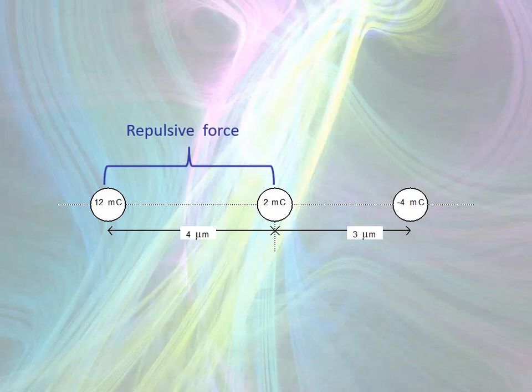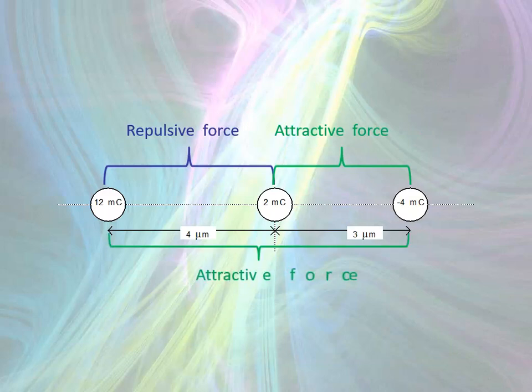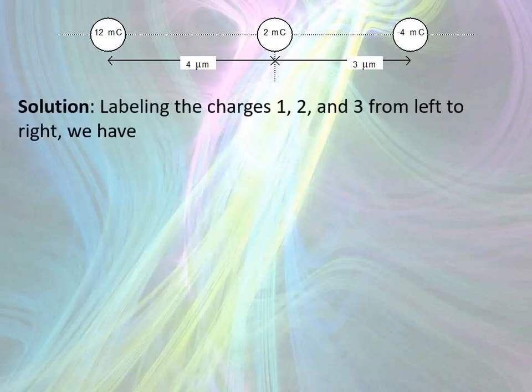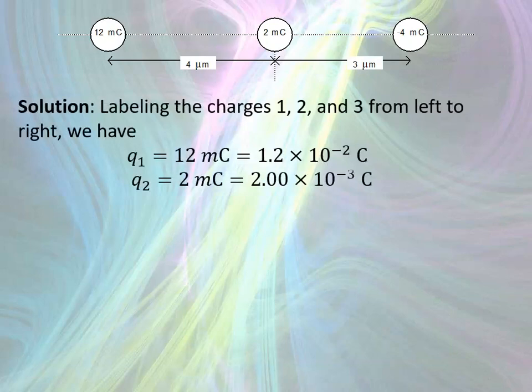Just labeling the charges 1, 2, and 3 going from left to right, charges 1 and 2 exhibit a repulsive force on each other because they have the same sign. Charges 2 and 3 exhibit an attractive force because they have opposite signs, and charges 1 and 3 also exhibit attractive forces because they have opposite signs. So, what about the net force on charge 1?